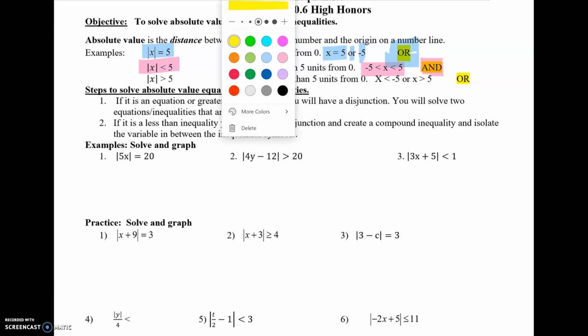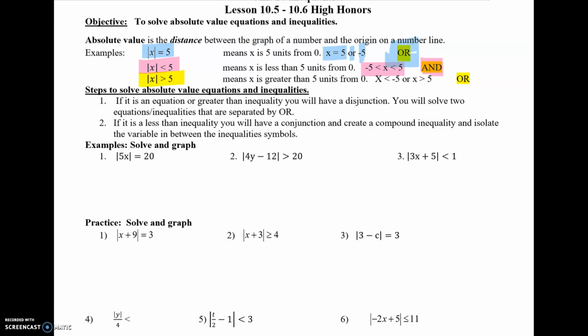Finally, we have the absolute value of x is greater than 5. Greater, or. This means that x is less than -5 or x is greater than 5.